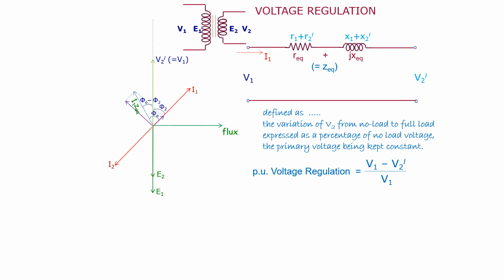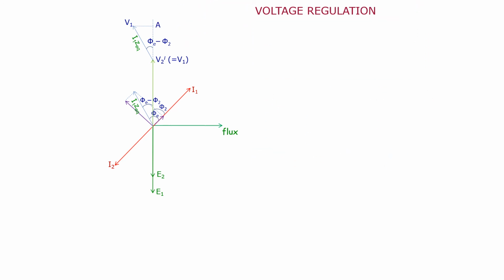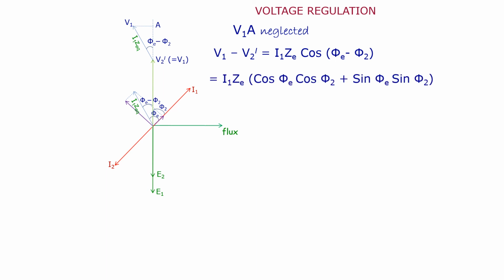This I1 Z equivalent will now be added to V2 dash. This angle is phi E minus phi 2. Draw a horizontal from V1 and call it as V1A. V1A is neglected. Now V1 minus V2 dash will become I1 ZE cos of phi E minus phi 2. Expanding this, you get cos phi E cos phi 2 plus sin phi E sin phi 2.